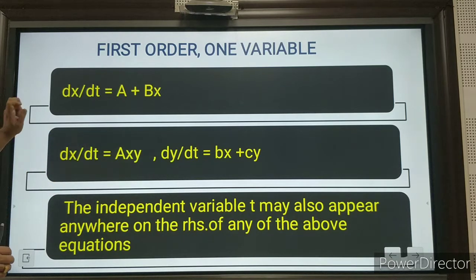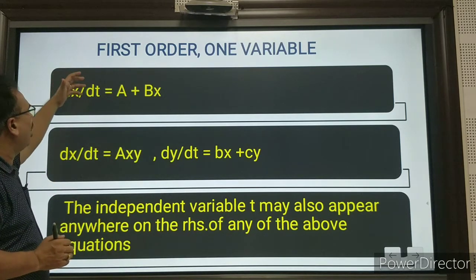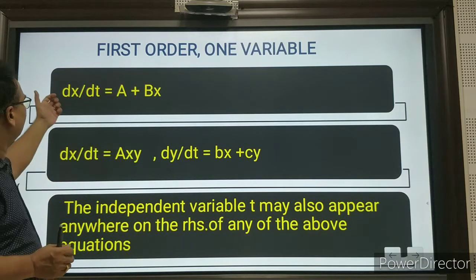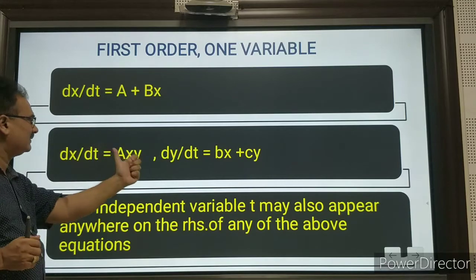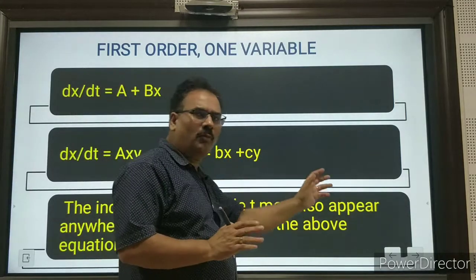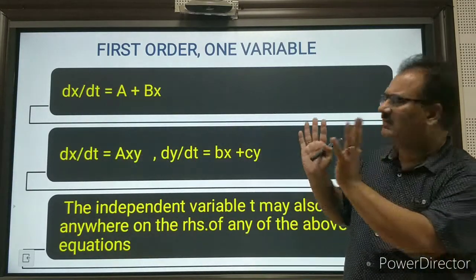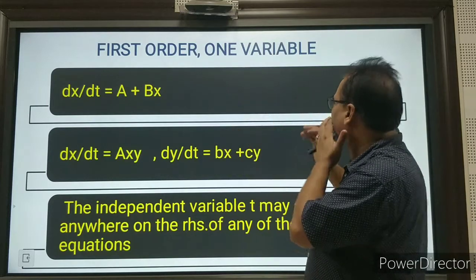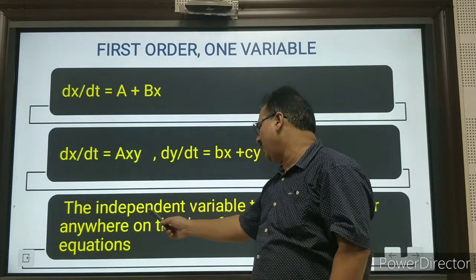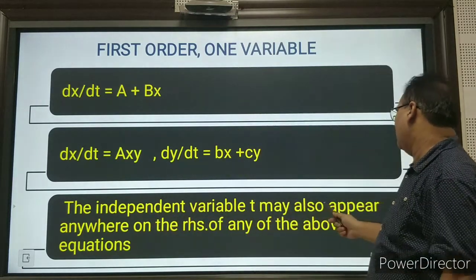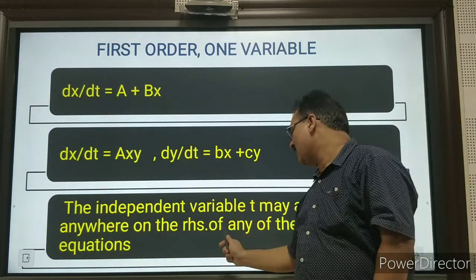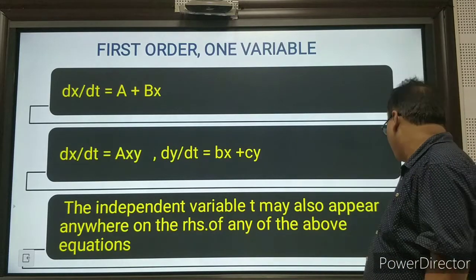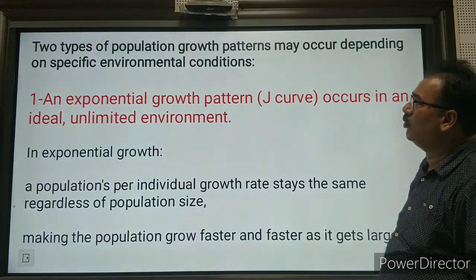You might already be knowing all the three basic equations: dx/dt = a + bx, or dx/dt = axy, or dy/dt = bx + cy. Only these three kinds of equation, first order and one variable. The independent variable t may also appear anywhere on the right hand side of any of the above equations.